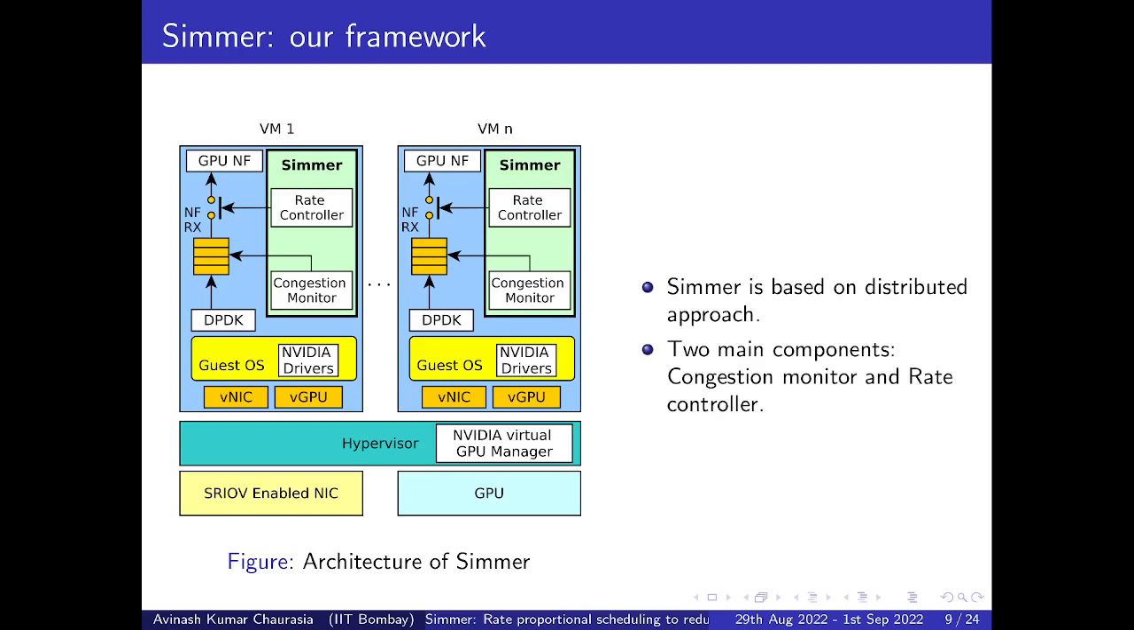This is our Simmer architecture. Simmer uses SR-IOV enabled network interface cards and virtualization-aware NVIDIA GPUs to provision the virtual machines. Each virtual machine hosts a single network function, and Simmer uses DPDK to bypass the traditional TCP/IP stack inside a virtual machine. A Simmer module is present inside each virtual machine, and it has two main components, a congestion monitor and a rate controller.